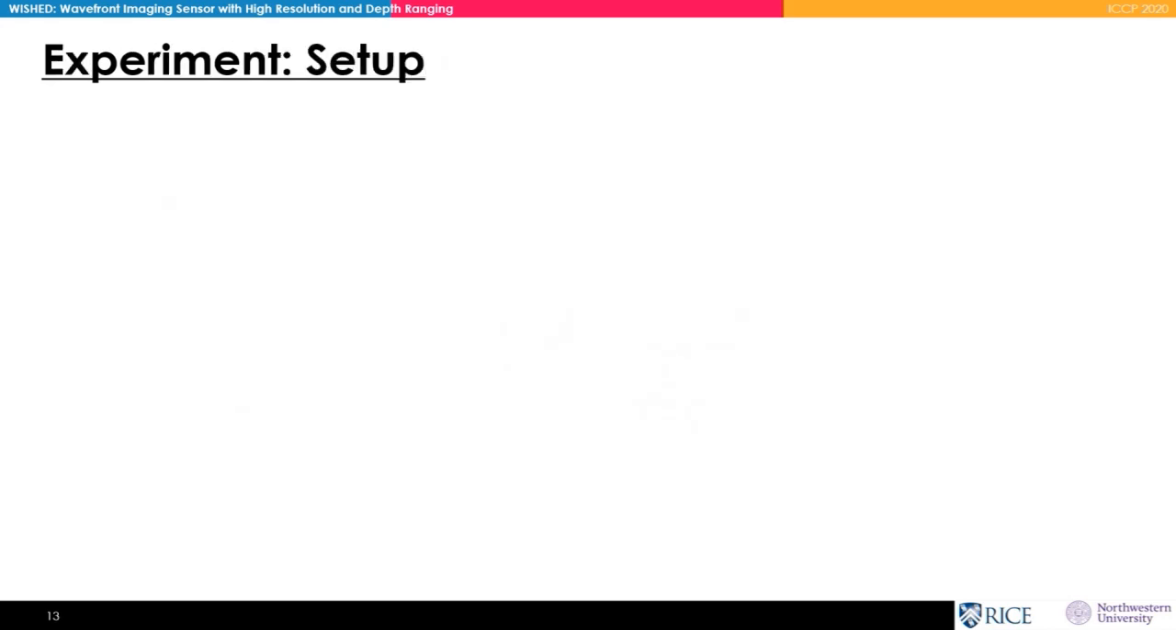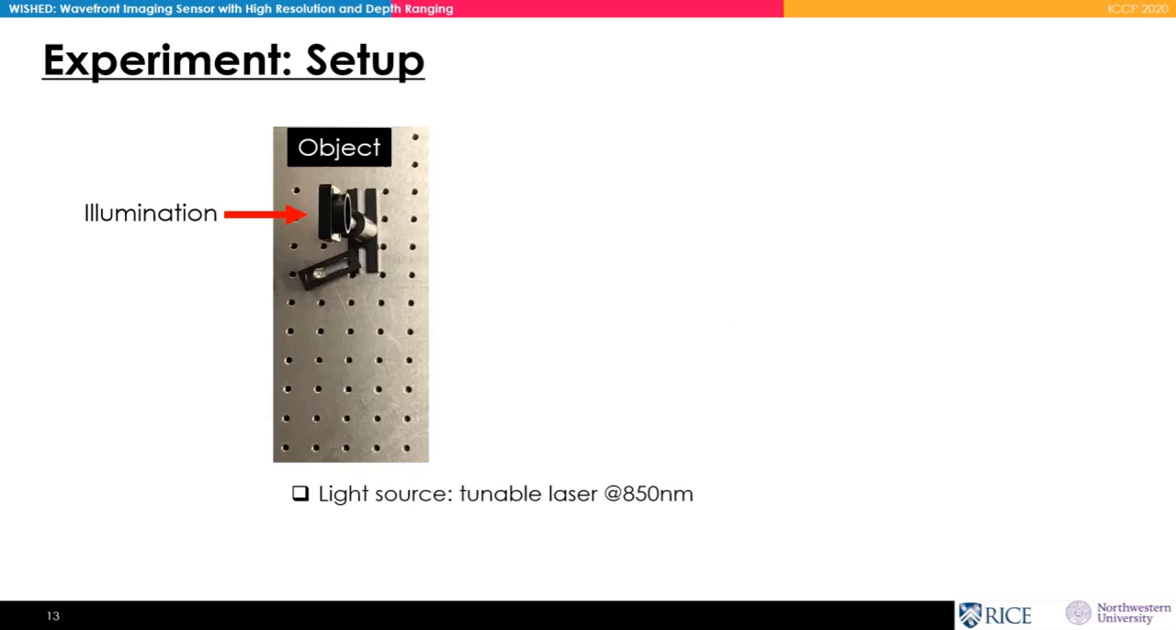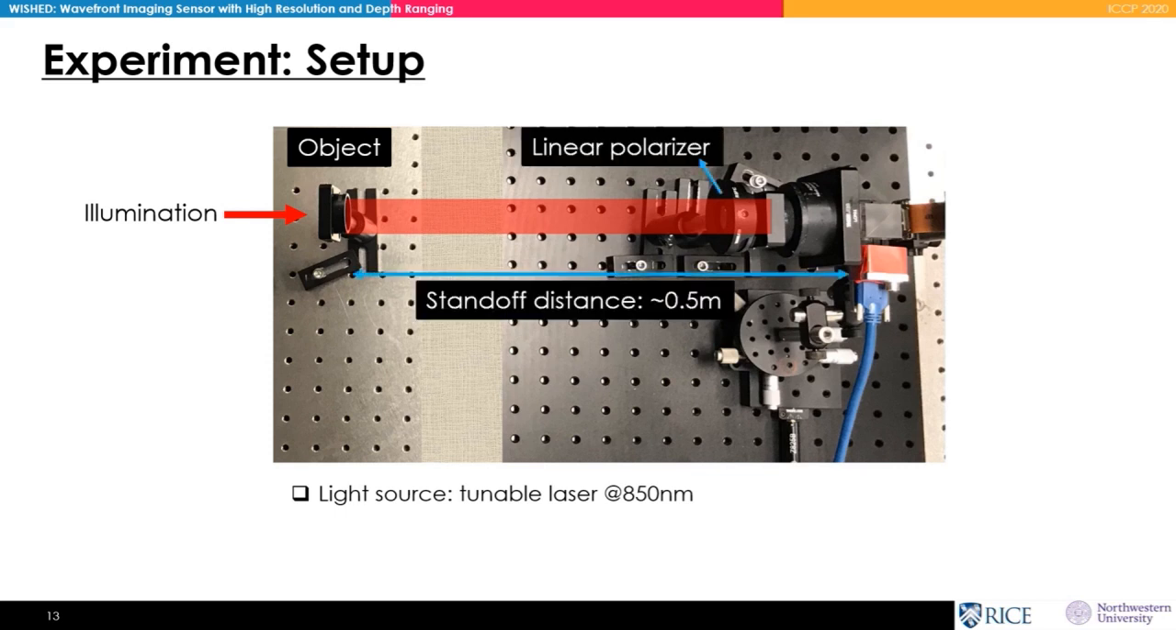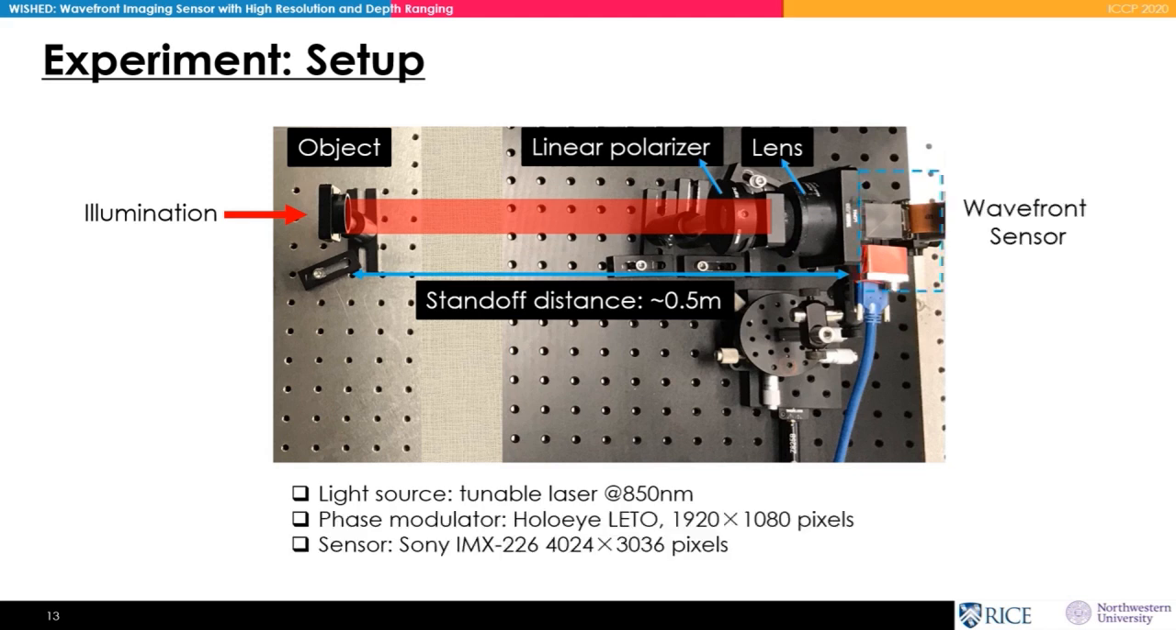Based on this principle, we built an experimental prototype with a tunable laser as a light source. The center wavelength of the laser is 850 nanometer. The beam from transmissive or opaque objects goes through a linear polarizer. The signal is then directed into the wavefront sensor through a lens. For the wavefront sensor, we use a phase modulator and a CCD camera. We tested our prototype on objects with different materials.